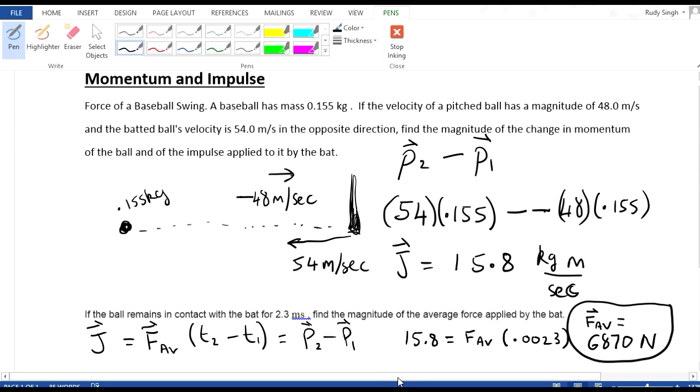In the next video, we'll look at a little bit more complicated application of momentum and impulse.